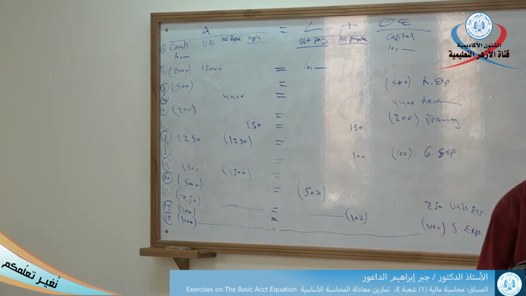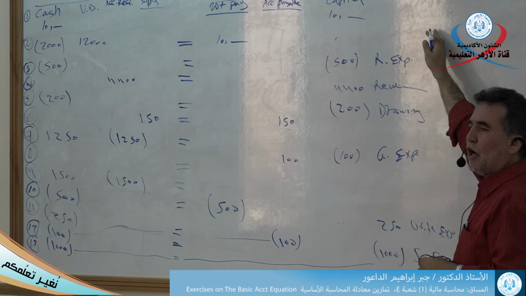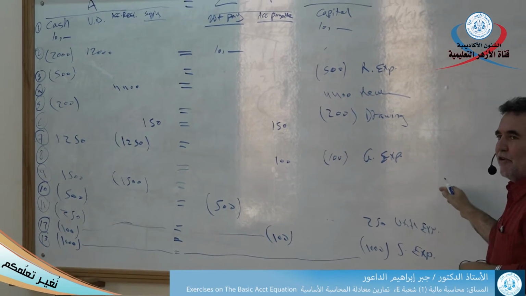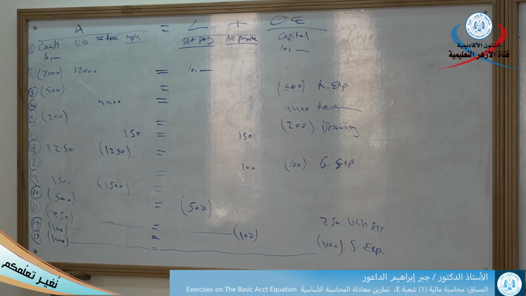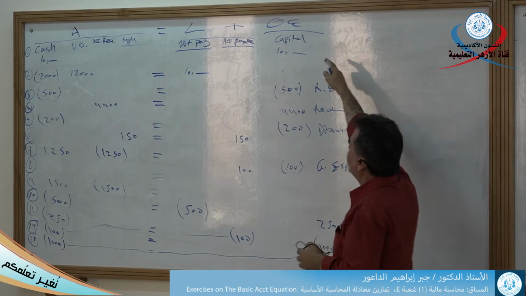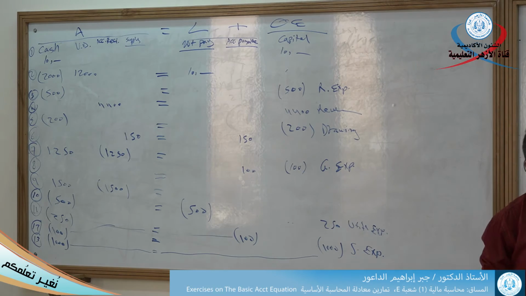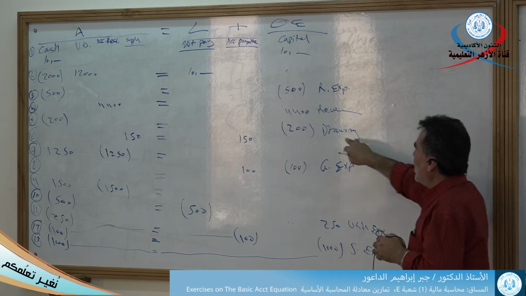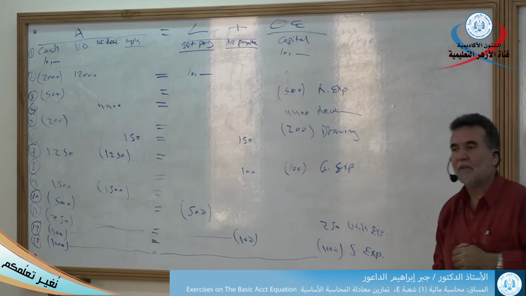So, look at the owner's equity column. Four items. Two items will increase the owner's equity, which are capital and revenue. The other two items will decrease the owner's equity, drawing and expenses. Okay?